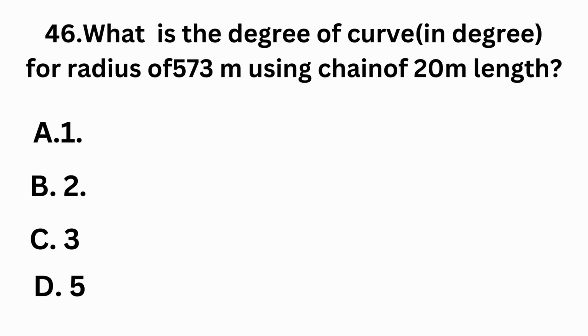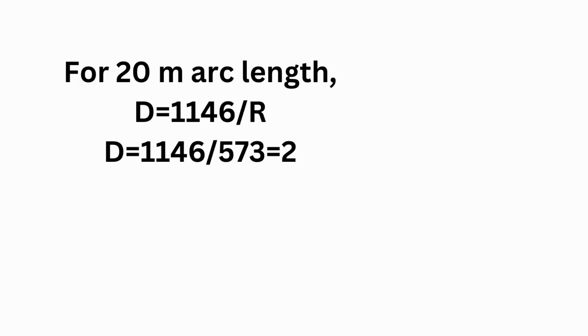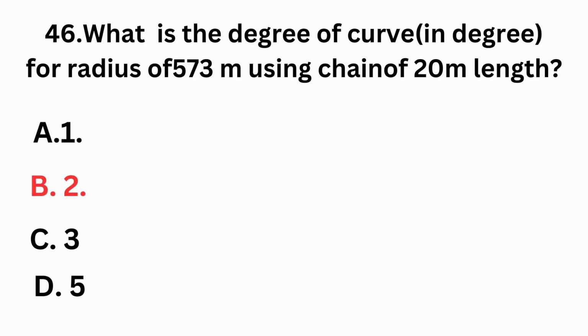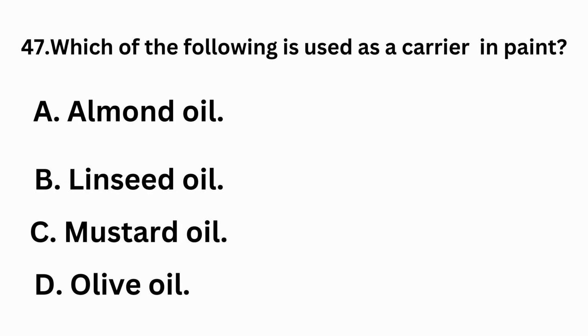What is the degree of curve in degrees for a radius of 573 meters using a chain of 20 meter length? For a 20 meter length arc, D is equal to 1146 divided by R. Here R is equal to 573. So D is equal to 2. 47. Which of the following is used as a carrier in paint? A. Almond oil, B. Linseed oil, C. Mustard oil and D. Olive oil. B, linseed oil is used as a carrier in paint.